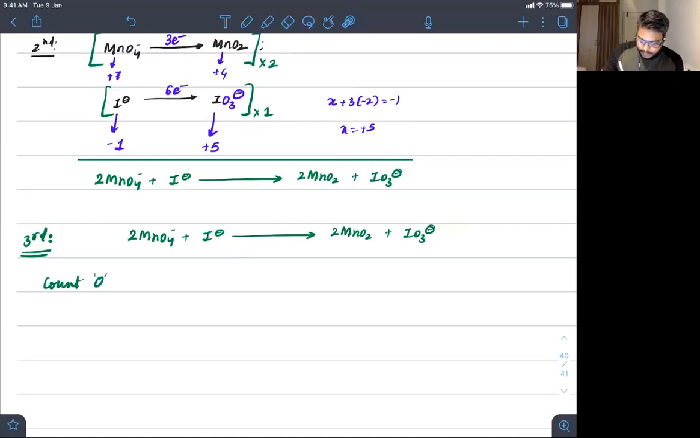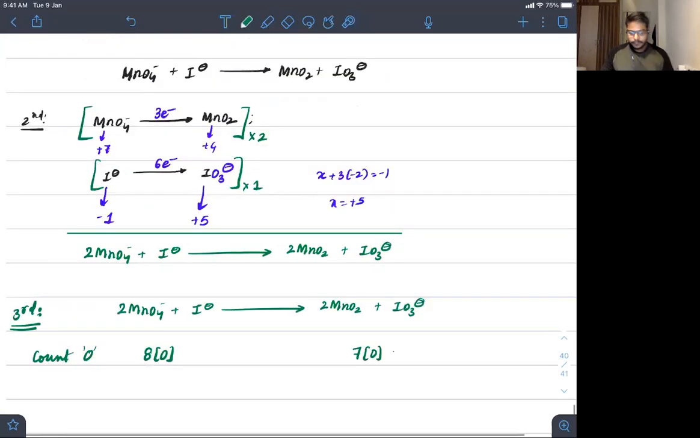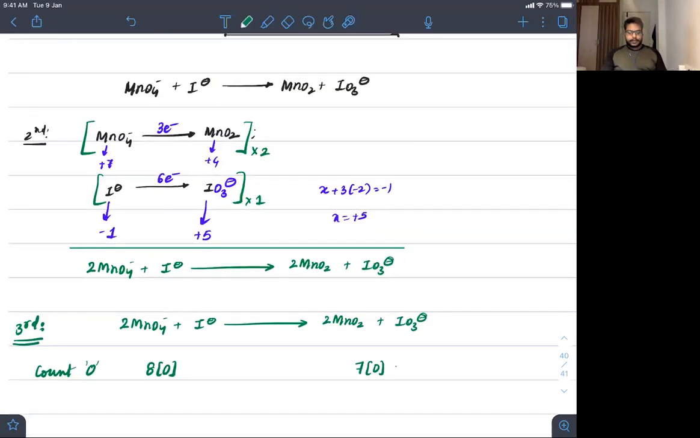Left hand side, 4 2s are 8. So there are 8 oxygens. There are 8 oxygens here. Right hand side, 2 2s are 4. 4 plus 3, 7. So there are 7 oxygens here. Clear?